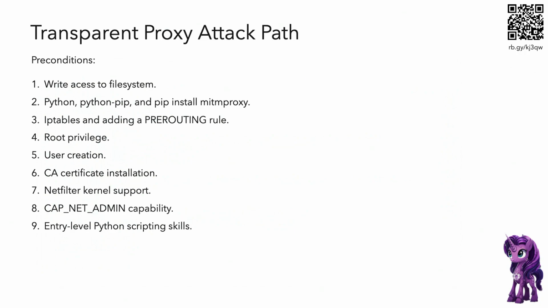So, oh my God, a boatload of prerequisites. You need write access to the file system. Who doesn't? You need Python pip, and to install MITM proxy. You need iptables to add pre-routing rules. You need root privilege. You've got to create a user. You need to install a CA certificate. You need the netfilter kernel to be around. You need CAP_NET_ADMIN. So in Docker parlance, you basically need a --privileged to your run. And you need a small amount of Python scripting skills, although ChatGPT is probably going to be fine. Hey, who doesn't? No shame, no shame.